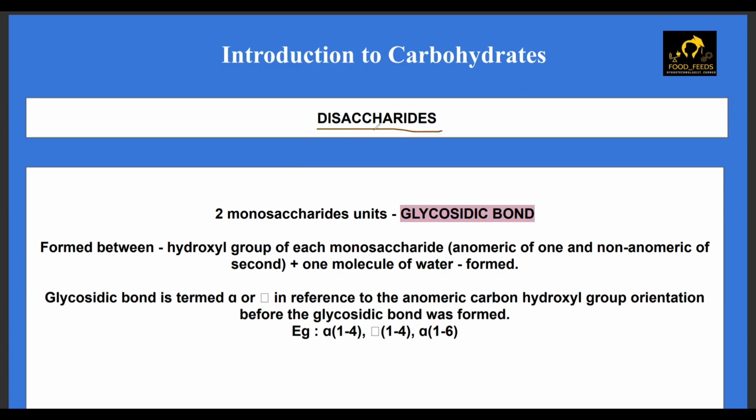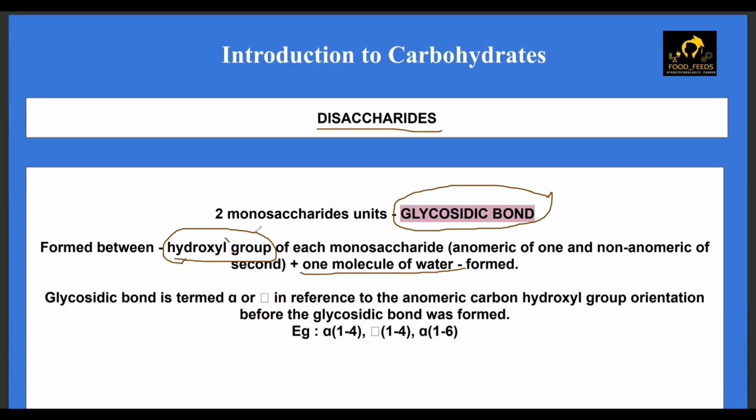Disaccharides. So how are they formed? Basically, two sugar units, when they join with the help of a glycosidic bond or glycosidic linkage, then we get disaccharides. Here it is formed between the hydroxyl groups, that is the OH group. The OH group of one monosaccharide will attach with the OH group of the second monosaccharide unit. And while this forms, there is also formation of one molecule of water.